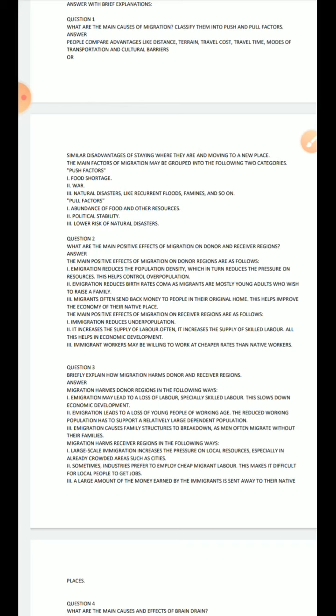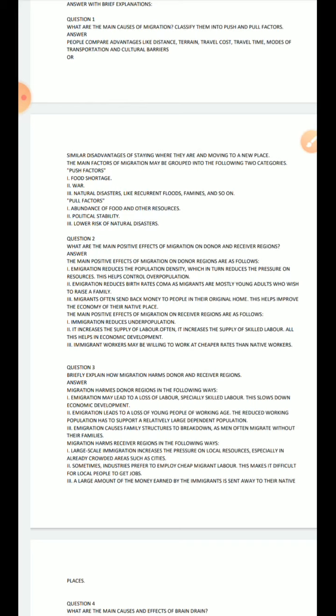Then third is migrants often send back money to people in their original home. This helps to improve the economy of the native place. The main positive effects of migration on the receiver region are as follows. Number first, immigration reduces underpopulation.